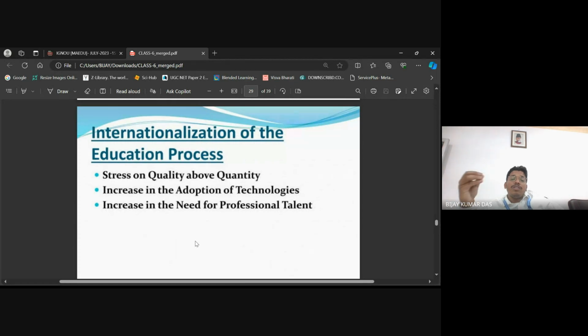That is the stress on the quality rather than the quantity. Okay. And another thing we can say is the increase in the adoption of technologies. So how many advanced technologies you are using in the teaching-learning process, how you are involving and engaging your students in a blended learning or online learning scenario, how adequately they are participating, how you are assigning tasks, how you are collecting them, and how you are evaluating in the forum. So the increased adoption of technology also works for the process of internationalization of education.